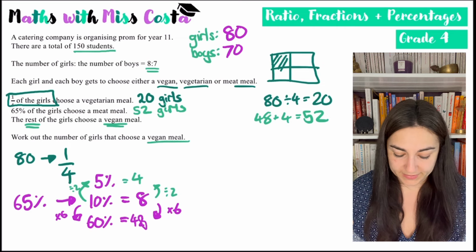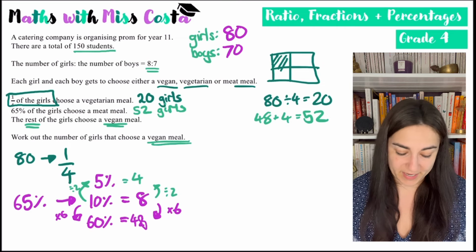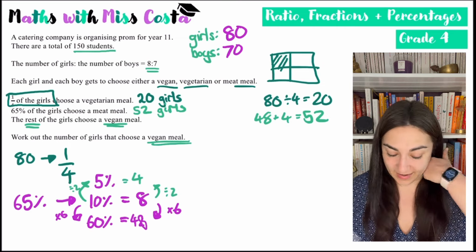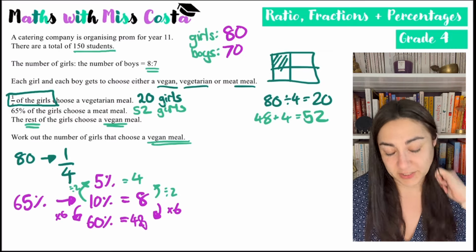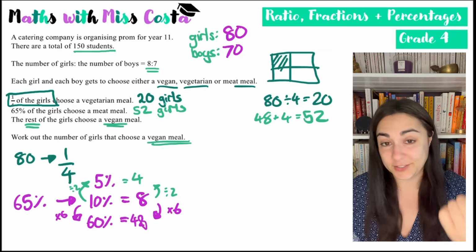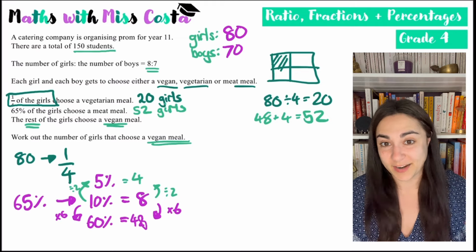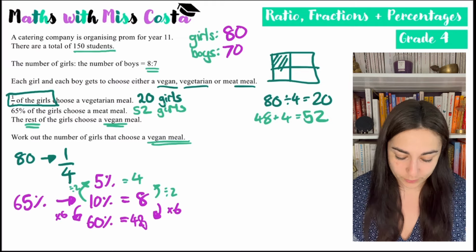Work out the number of girls that choose a vegan meal. So this wasn't actually such a bad question, and maybe if you read to the end first, you might not have wanted to ignore this question. It's just using ratio, then percentages, then fractions, and just do it bit by bit, and you'll be led to the answer.